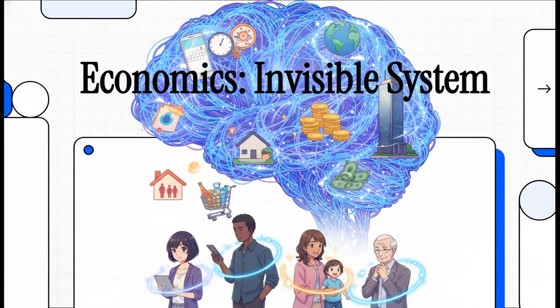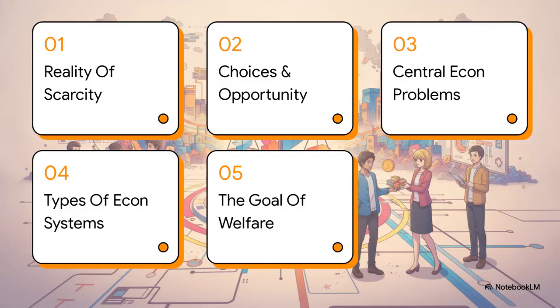From the second you wake up to the long-term planning of entire nations, this system is constantly at work in the background, dictating what we buy, how we live, and how our entire society is structured. Here's our roadmap for today. We're going to look at the reality of scarcity, choice, and opportunity cost, the three central economic problems, types of economic systems, and finally, the ultimate goal of welfare.